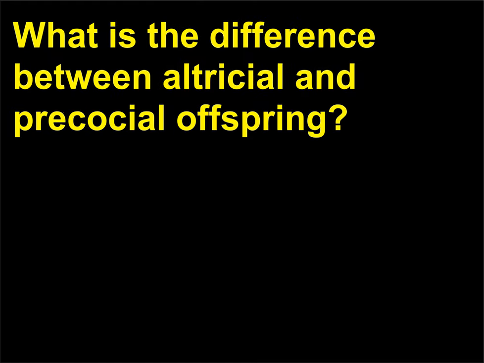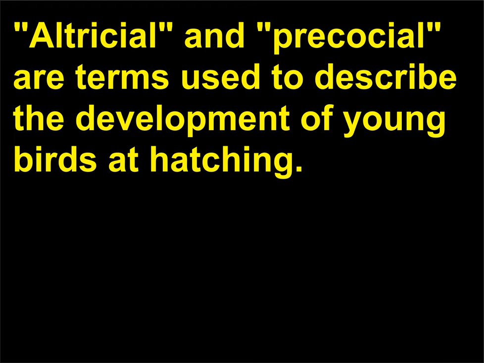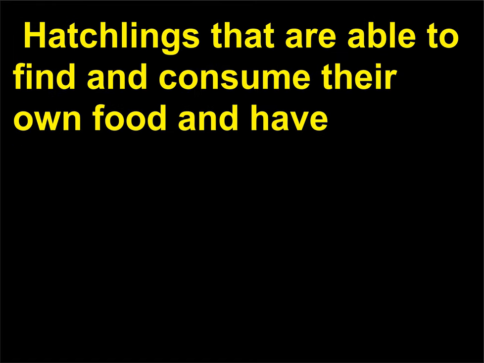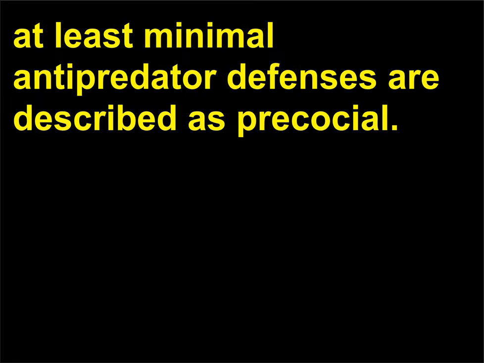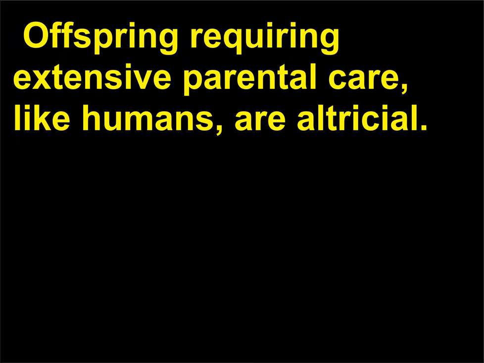What is the difference between altricial and precocial offspring? Altricial and precocial are terms used to describe the development of young birds at hatching. Hatchlings that are able to find and consume their own food and have at least minimal anti-predator defenses are described as precocial. Offspring requiring extensive parental care, like humans, are altricial.